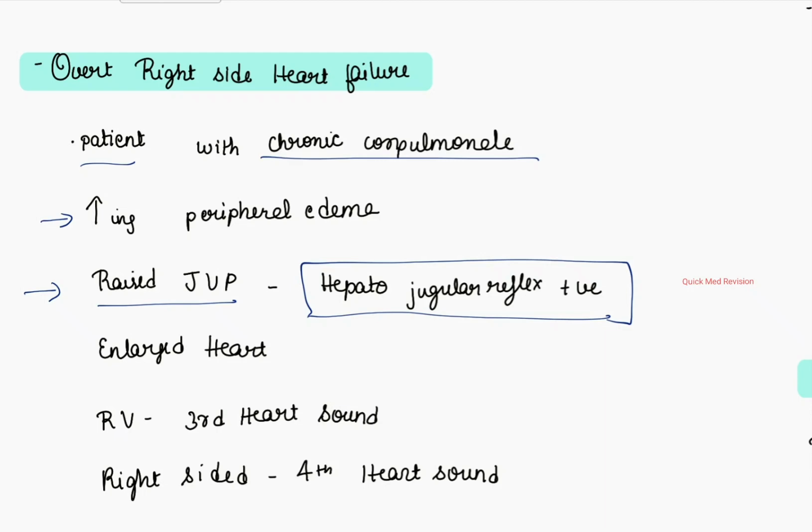Hepatojugular reflex is when pressure is applied over the liver for around 30 seconds, pressing firmly over the abdomen. Venous pressure gets exaggerated initially due to increased venous return, and later the myocardium accommodates the extra venous return and the level falls. When the level falls within 2 to 3 cycles of the cardiac cycle, that is less than 3 seconds, it is normal. In a positive test, there will be raised JVP lasting more than 10 seconds. Then we have enlarged heart, right ventricular third heart sound will be heard, right-sided fourth heart sound will be heard.